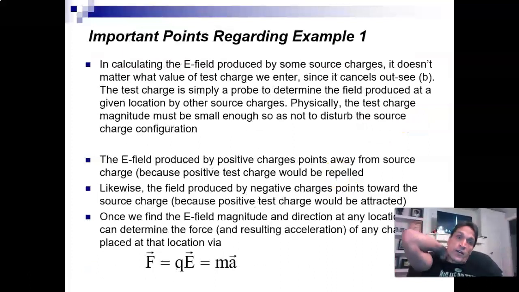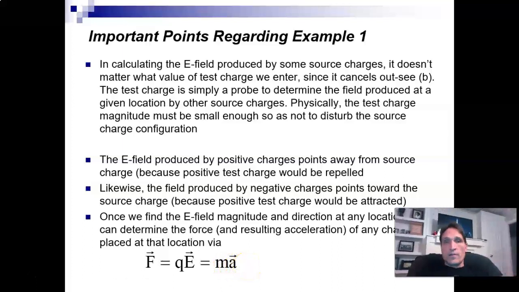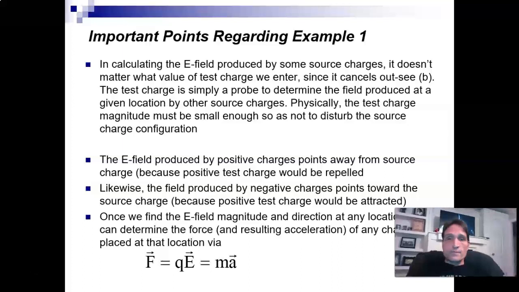Now, once we know the electric field strength, suppose we want to know the force, well, then we just multiply the electric field by Q, which is the charge that's at that location. We get the force, we can set F equals ma, and we can determine the acceleration of the charge. And so as we move on in our studies of electricity and magnetism, we're going to start moving away from thinking of forces and start thinking more of electric fields produced by the sources instead of F.